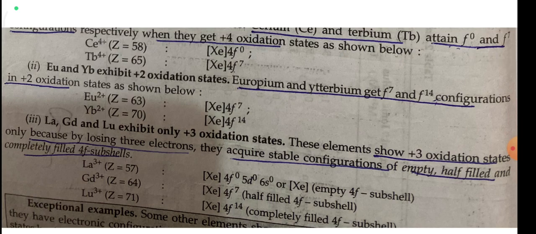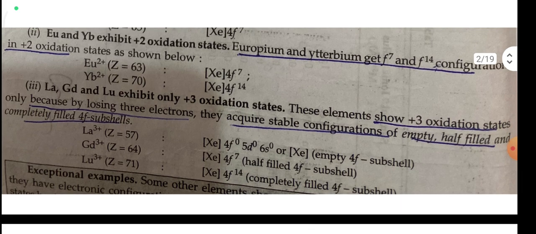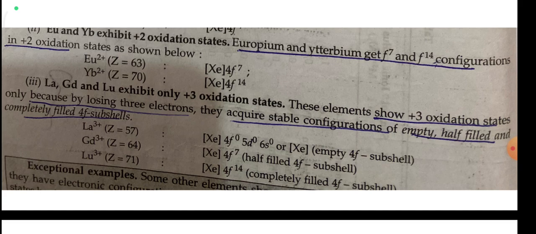Europium and ytterbium exhibit +2 oxidation states and attain 4f7 and 4f14 configurations in the +2 oxidation state, as shown below. Lanthanum, gadolinium and lutetium exhibit only +3 oxidation states.